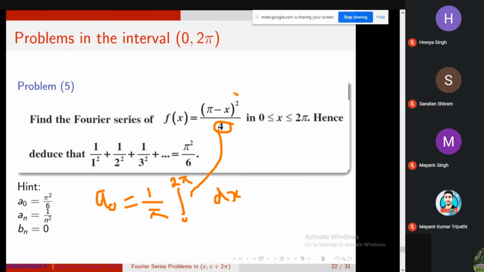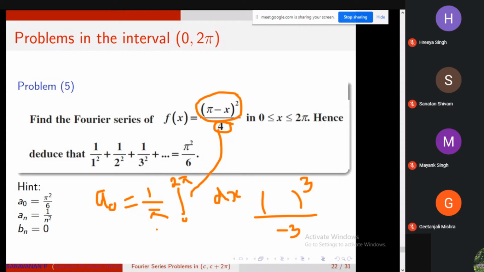If I integrate this, pi minus x whole square, what is the answer? We'll get pi minus x to the power 3 upon 3, with a minus sign, minus cube divided by 3. Good. So minus 1 by 2 ... you have to substitute the upper limit and lower limit and then simplify.